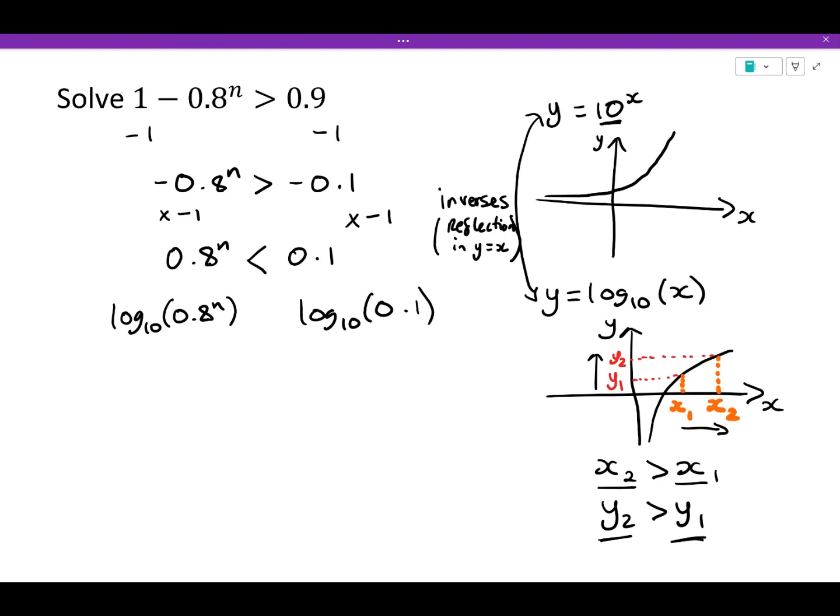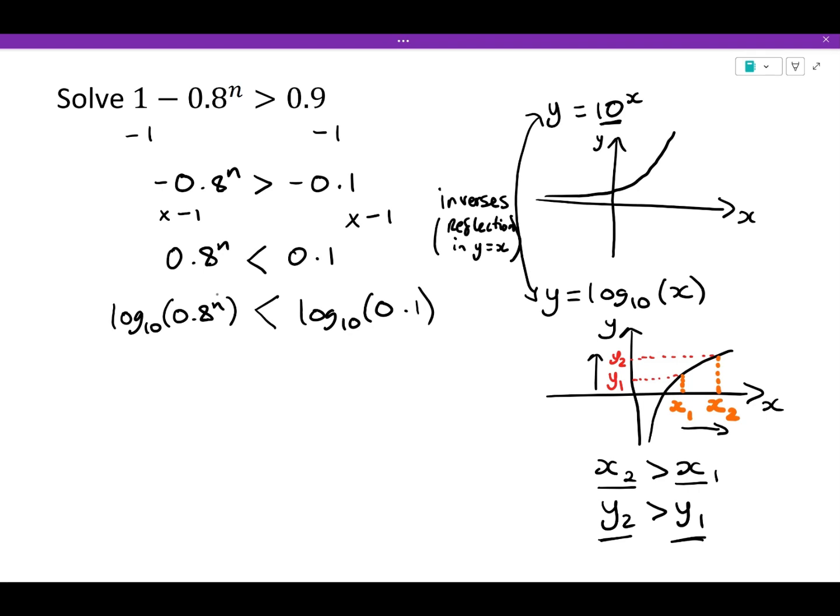So if we go back to my inequality, the 0.1 on the right-hand side is meant to be greater than the left-hand side. So therefore, the log base 10 of 0.1 should be greater than the log base 10 of the other side of the equation. So in this circumstance, the inequality symbol has not reversed, it's not flipped. Now let's keep going with the solving.